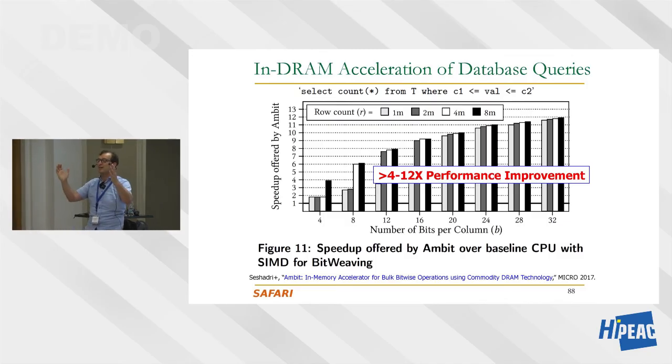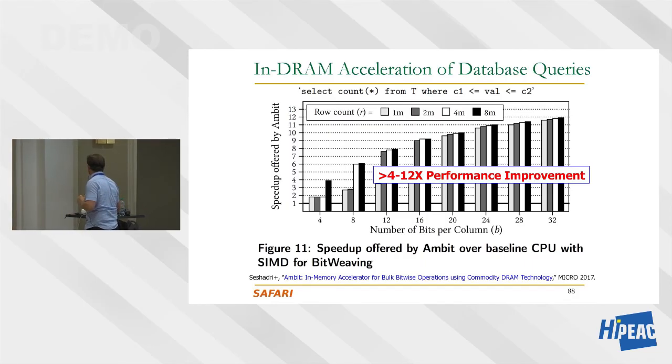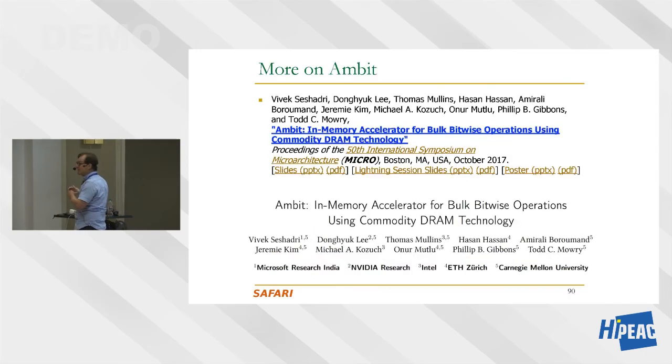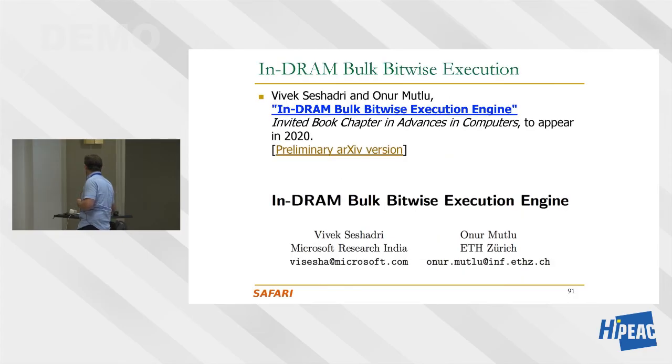You can do this in 8 kilobytes in a single subarray, but if you have 1,000 subarrays in DRAM, you're doing this operation on 8 million bits concurrently. And we ported their database to actually use our simulated substrate, and we see significant performance improvements on queries. And energy improvements are also commensurate. Okay, there's more in our papers that talk about this. Ambit is the paper that actually covers the NOT operation as well. We introduced the AND and OR first. There are also other papers that we have written.